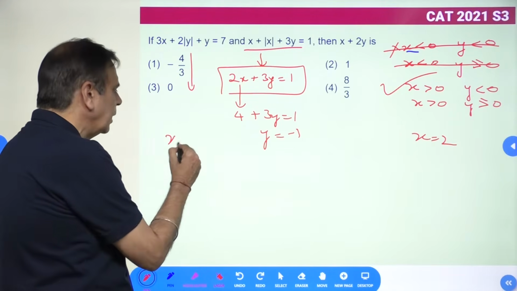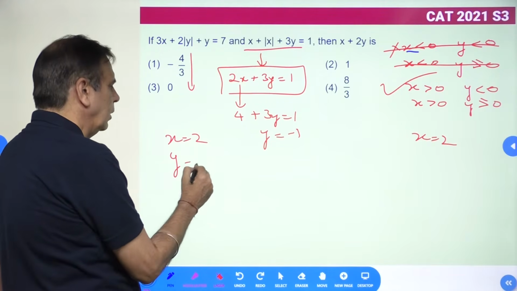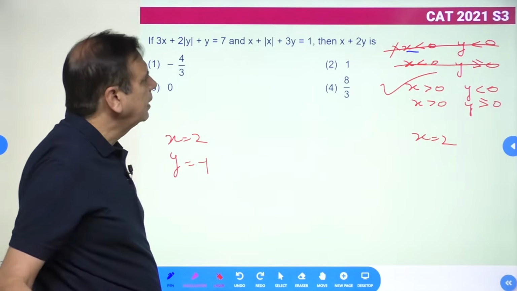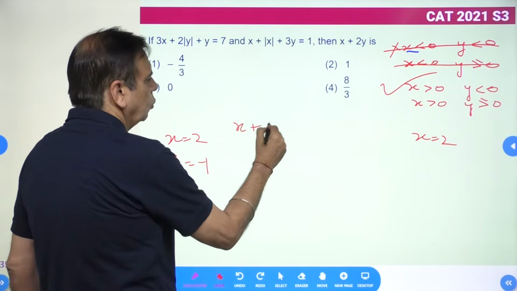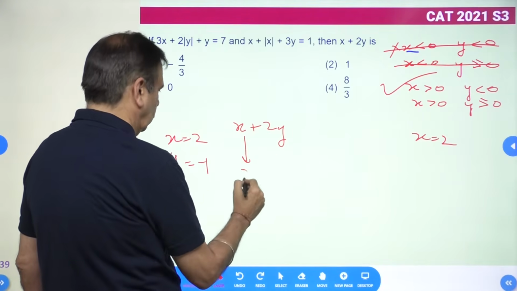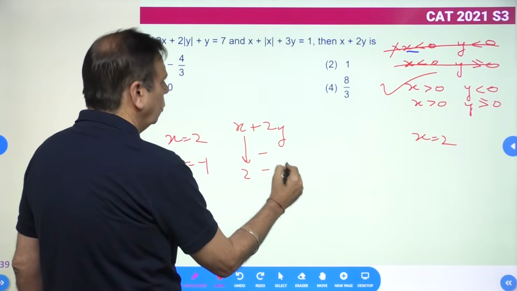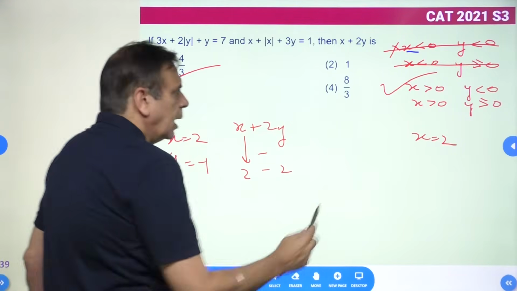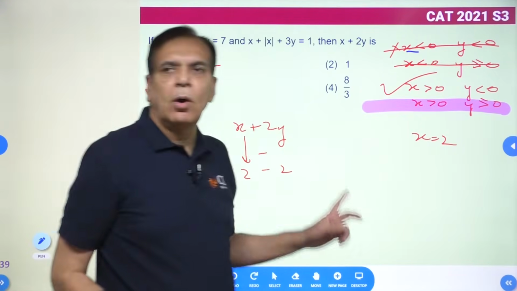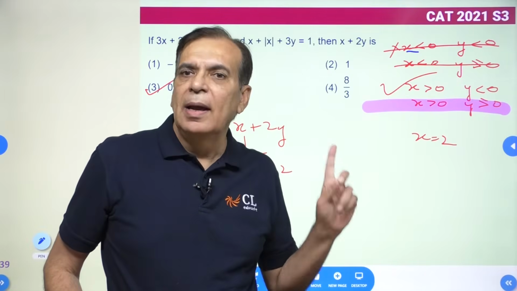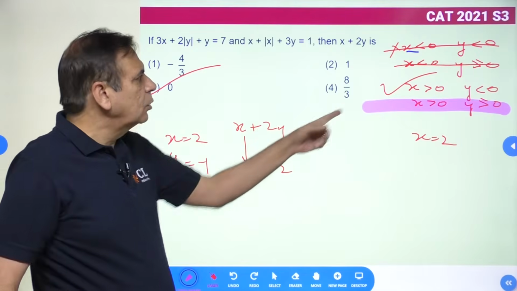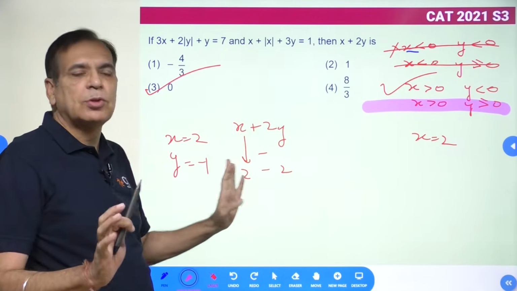So what is my solution? x equal to 2, y equal to minus 1, and what do we need to find? हमें ढूंढना है, we need to find out x plus 2y. 2 minus 2 equal to 0. Okay, so please notice I have not gone for the fourth case because this is a definite answer, MCQ, multiple choice, multiple answers की possibility नहीं थी. तो जहां पे मेरे को आंसर मिला मैं वहां पे रुक जाऊंगा.